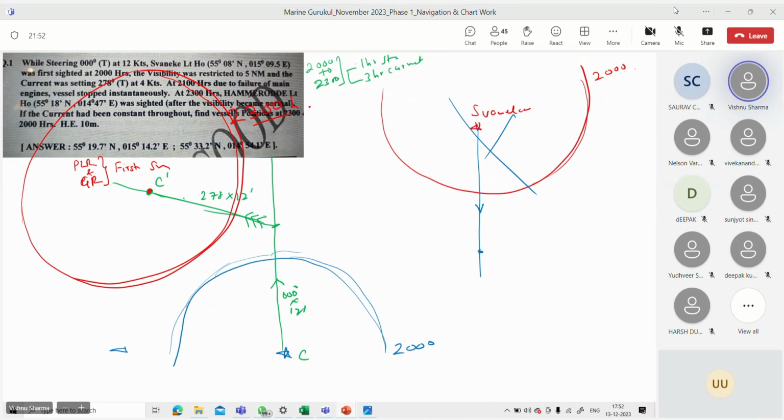Now, what does he want us to do with the Swannick light is a question mark, because there is no word like normal visibility. Okay. Now you tell me, on this circle, if I cut a 16 mark, if I cut a geographical range circle, will it cut this red circle? Yes or no?